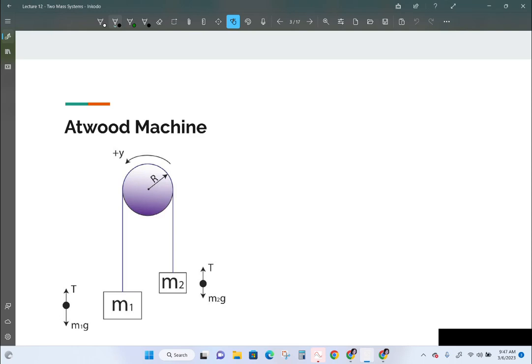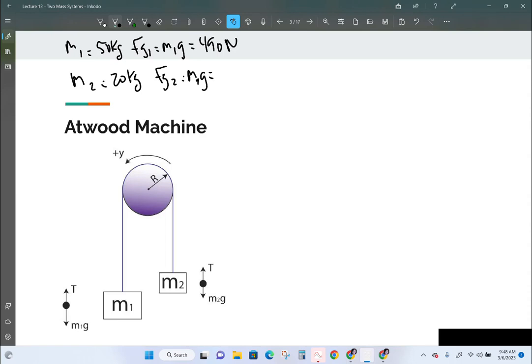So let's consider this Atwood machine, and let's say that M1 is 50 kilograms. Let's find its weight. 50 times 9.8 is 490 newtons. And mass 2, let's say that is 20 kilograms. So Fg2 is going to be M2 times gravity, or 20 times 9.8, which is 196 newtons. Since M1 is heavier, it's going to rotate down, so down will be positive for it. And since M2 is lighter, it's going to rotate up, and up will be positive for it.